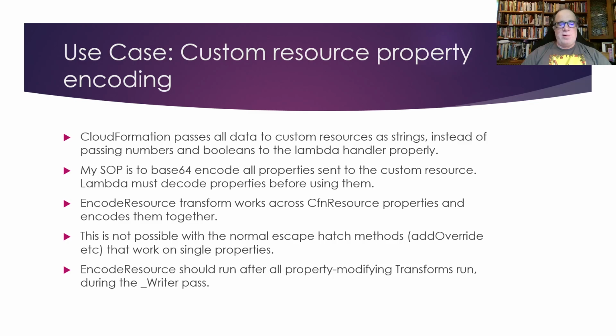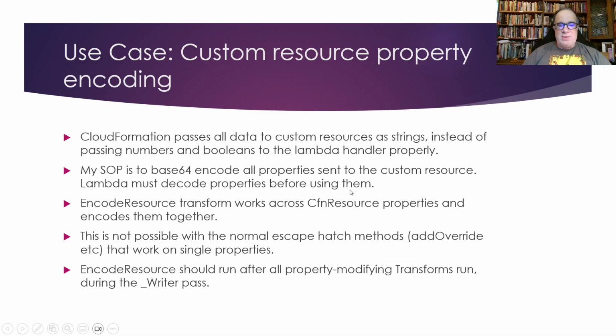I like base64 encoding. So I created an encode resource transform that works across CFN resource properties and encodes them all together. This way, I don't have to rewrite this code over and over every time I create a custom resource. If I want to encode my properties, I just can add an encode resource transform, and that will encode all of the properties for me.